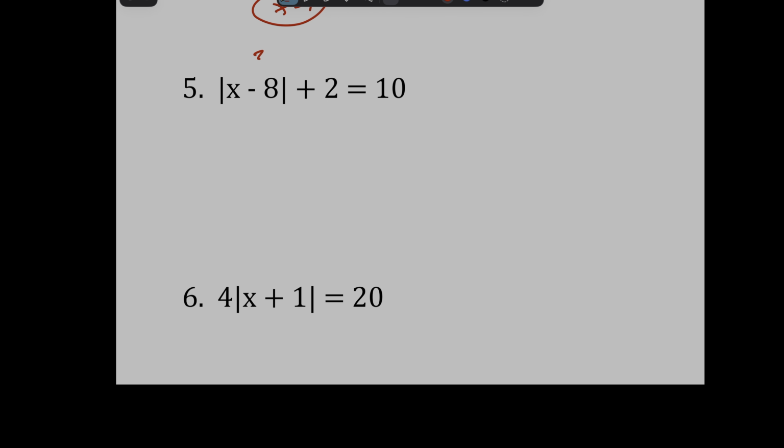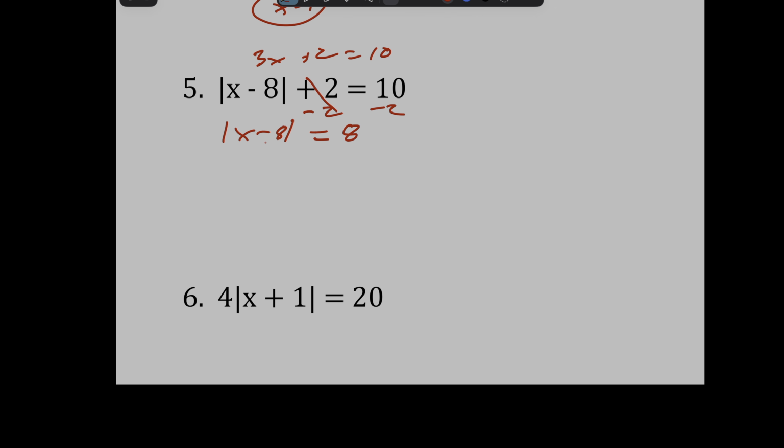Okay, so imagine if the problem was 3x plus 2 equals 10. Can you divide by 3? No, you can't. What's the first thing you have to do? You have to subtract the 2. So guess what I'm going to do right here? I'm going to subtract the 2. Okay, and I'm going to get absolute value of x minus 8 equals 8.